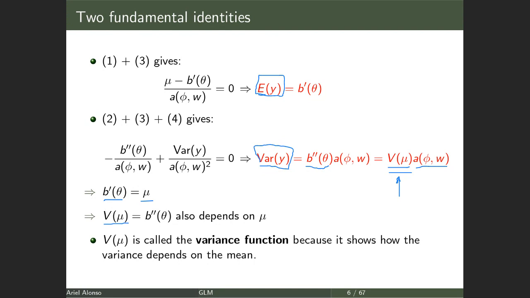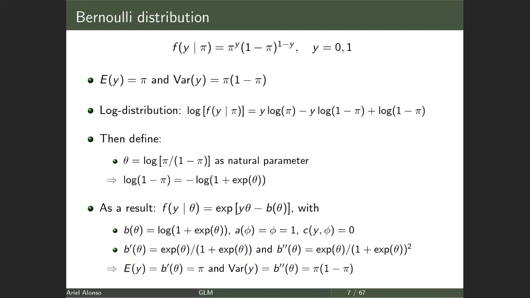So this V function here that appears in the variance of y shows that the variance and the mean are actually related, and that function receives a special name. It's called the variance function, because it shows how the variance depends on the mean. That's why it's called the variance function. And by the way, we will see later on, when we use quasi-likelihood, essentially what we are doing is specifying this variance function in a specific way. But we will go to that later.